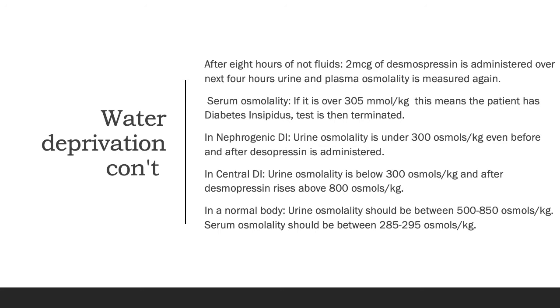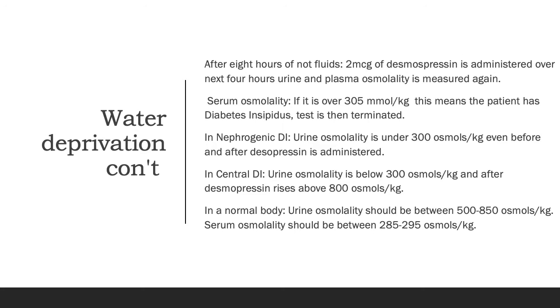After that 8-hour period of not being able to take in any fluids, they give you 2 micrograms of desmopressin, which we'll learn a little bit more about in the treatments. Desmopressin is administered over the next 4 hours, and then the urine and plasma osmolality is once again measured. So some ranges: if serum osmolality is over 305 osmoles, I believe, this means that the patient has diabetes insipidus, and the test is then terminated.